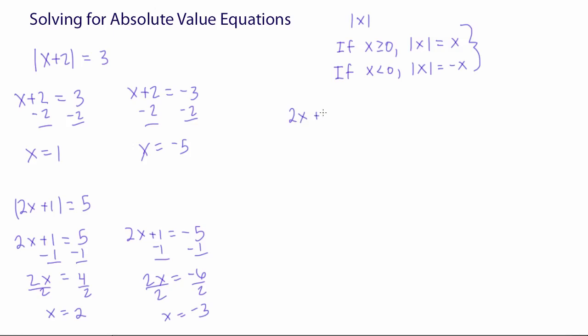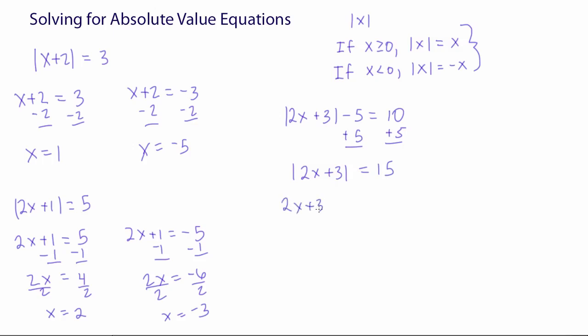|2x + 3| - 5 = 10. Okay, in this situation, we need to have the absolute value on one side and the constant on the other. So let's add 5. And we need to do this or else our definition won't work on it. So we move the 5 over and we get 15. Okay, now we can use the definition.